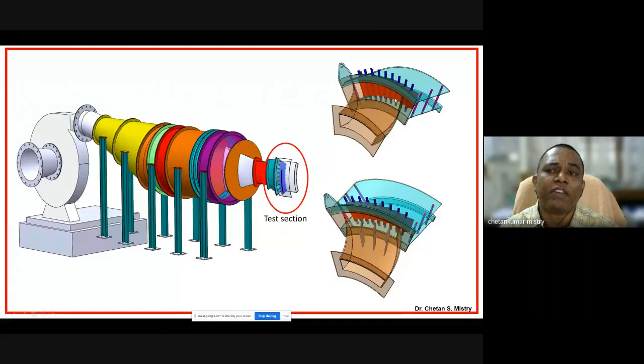Initially, we started with this kind of diffuser section with the test section available here. But later on, we realized we are not getting what we are expecting in terms of actual engine condition. So that's the reason we are putting in our flow controllers. This work is in progress.